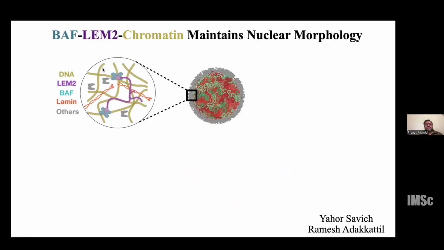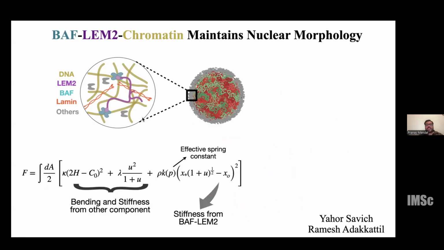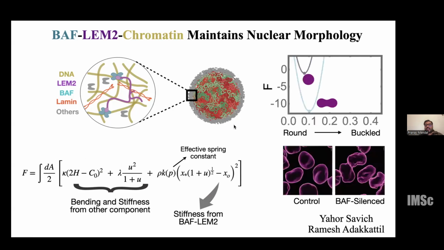So what we wanted to see is how these proteins are organized on the nuclear periphery. You can see it forms a complete meshwork with other proteins that reside on the nuclear envelope. So we went on to model this nuclear shell, and we calculated the free energy of this. We did this with two components. One is the bending and stiffness component from any proteins other than LEM2, and the other is the DNA stiffening part, coming from the binding of these proteins. And then one can calculate the free energy.